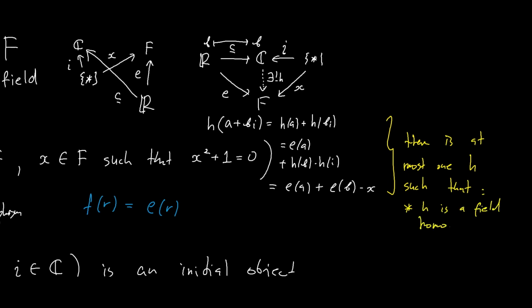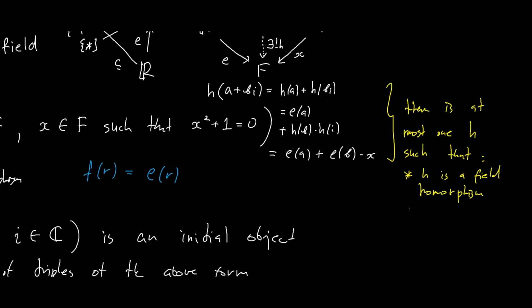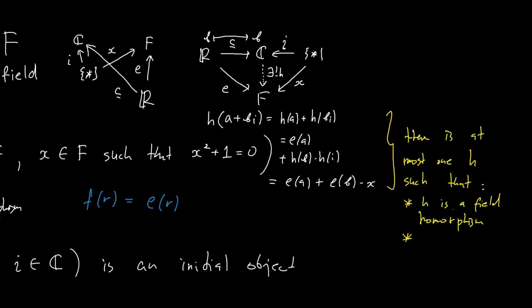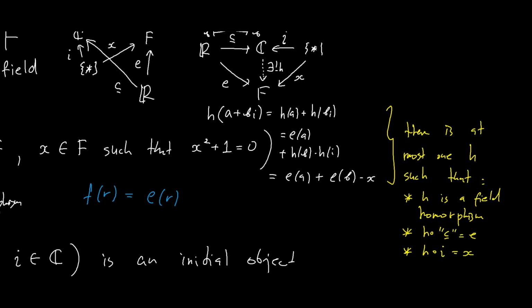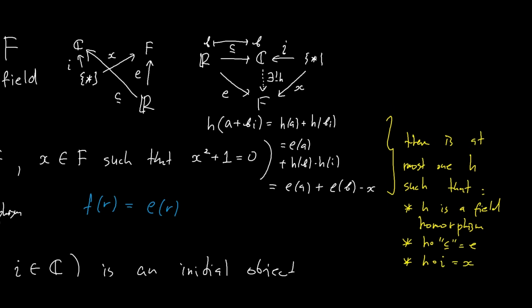So such that F is a field homomorphism? Yeah. And the triangles commute. So H composed with this inclusion equals E, and H composed with I equals X. This is how we define morphisms between such structures. We never properly defined them, but yeah, that's what we meant. So we have two maps on the right as well, yeah? Oh, okay. Thanks.